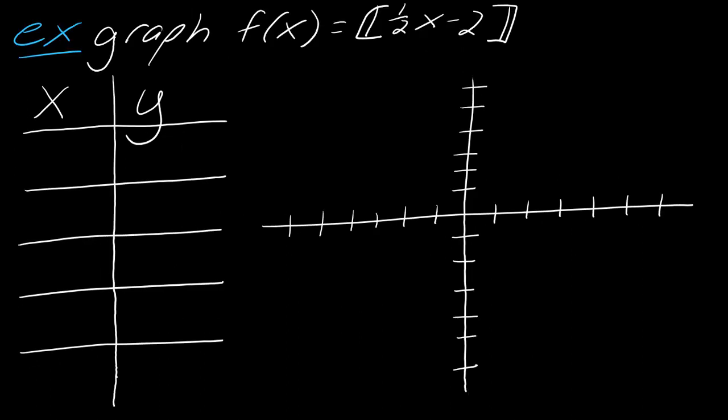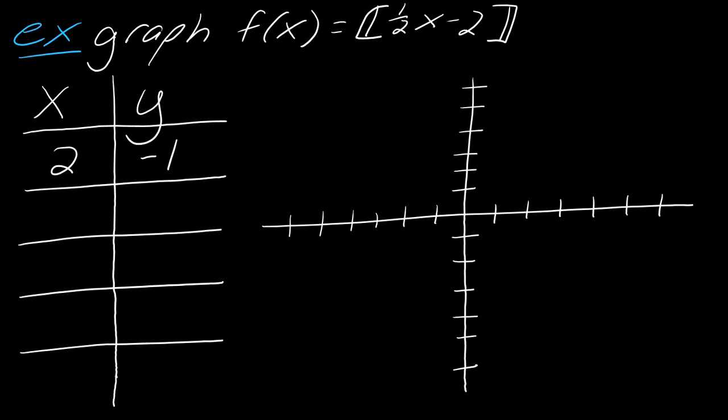So what about this function here? Let's say I want to graph f of x equals the greatest integer of 1/2 x minus 2. Just to plot a couple of points here, first of all, I don't want to deal with this fraction, so I'm going to choose even values of x, at least to start. If I plug 2 into this, 1/2 times 2 is 1. 1 minus 2 is -1. So this would just equal -1.